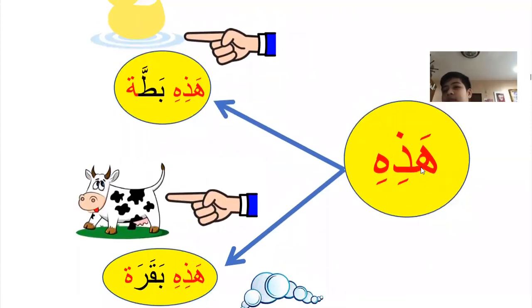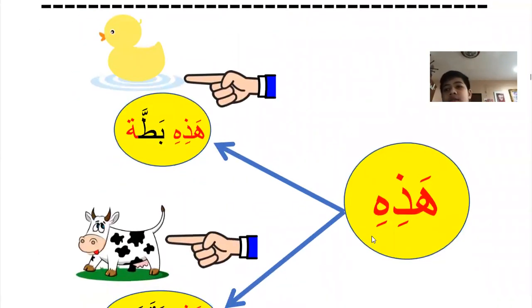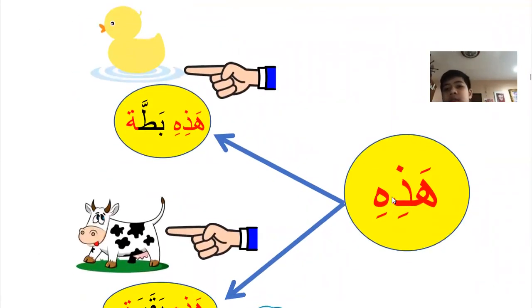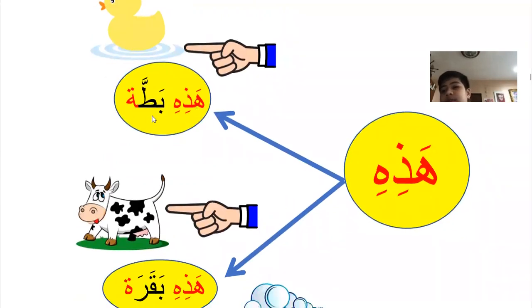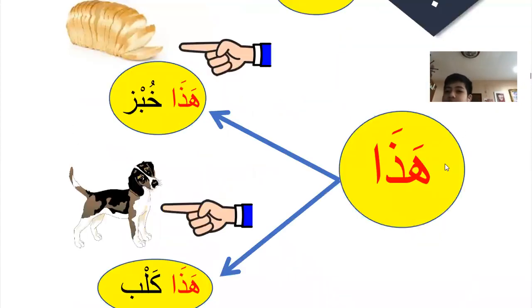Hazihi, this. So the meaning of hazihi is also this, but hazihi is used for feminine words. Haza for masculine and hazihi for feminine, okay? Hazihi batta. This is a duck. Hazihi bakara. This is a cow. Now read this.